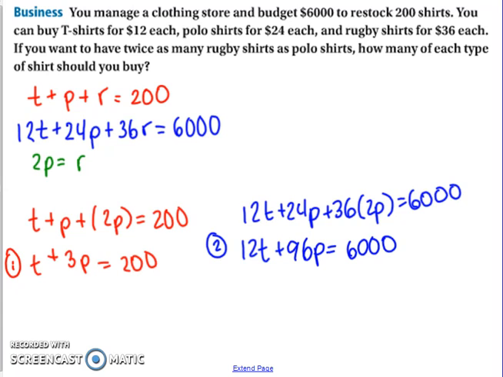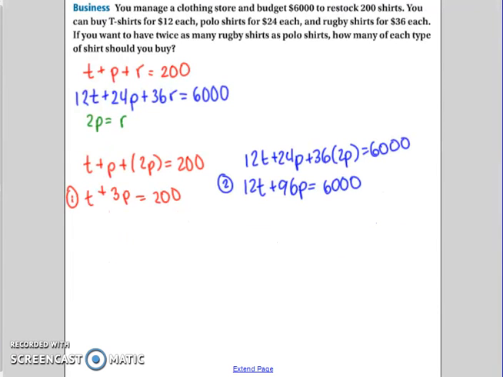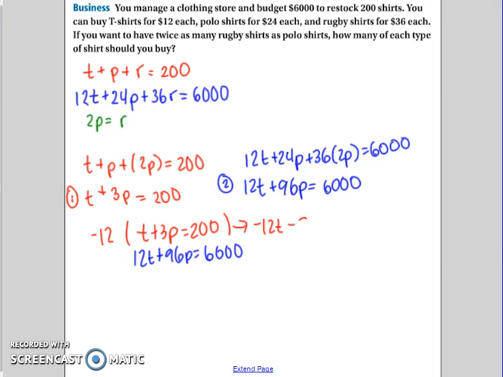So now I could take my 2 equations and I can do regular elimination now because I have 2 variables. So I'm going to do T plus 3P equals 200 and 12T plus 96P equals 6,000. So now we want to eliminate something. So it would be easiest here to just multiply the top equation by a negative 12. So this becomes negative 12T minus 36P equals negative 2,400. The bottom equation is going to stay exactly the same. So 12T plus 96P equals 6,000.